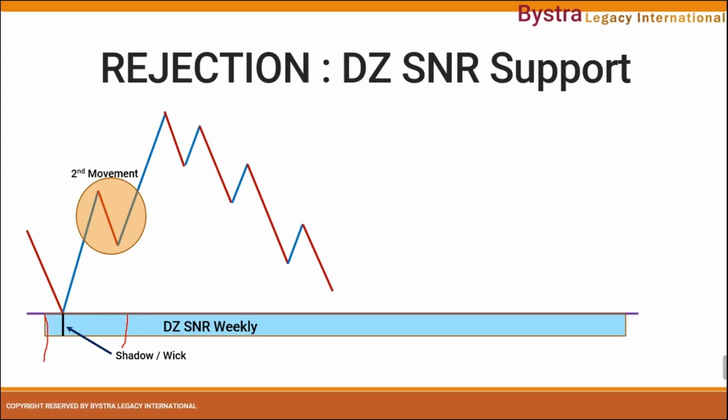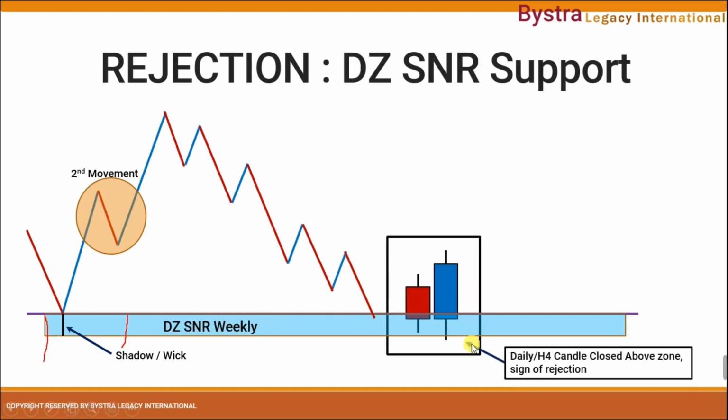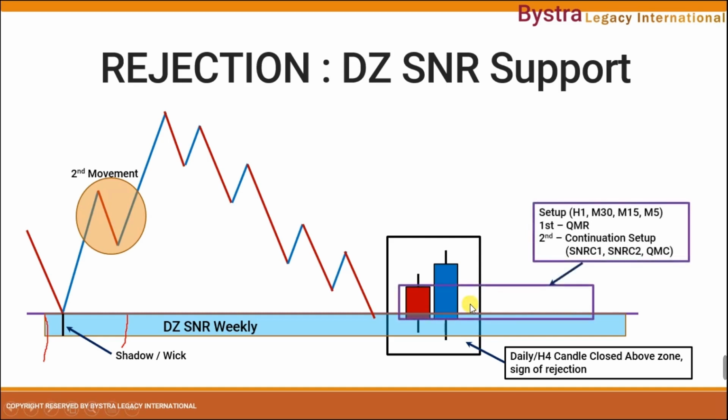So once we have marked our danger zone, the next thing we need to do is wait for the price to come into this zone. Wait for the rejection confirmation. In this case, this is the danger zone SNR weekly time frame at the support. We wait for the confirmation on the daily time frame, or the H4 time frame at the least. So once there's a rejection close above this zone, we wait for the setup.